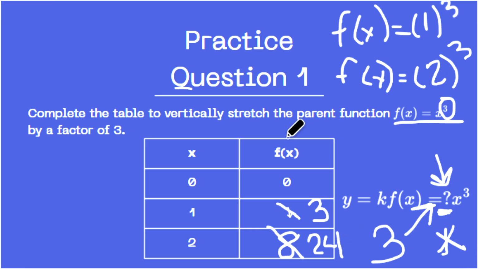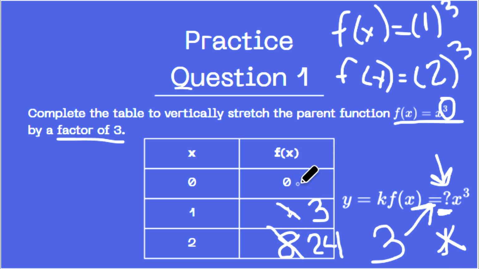Okay, so we filled out the table values for our parent function first. Then we got our new formula, our dilation formula. It told us to use a factor of 3. And we solved by multiplying all of our values by a factor of 3.